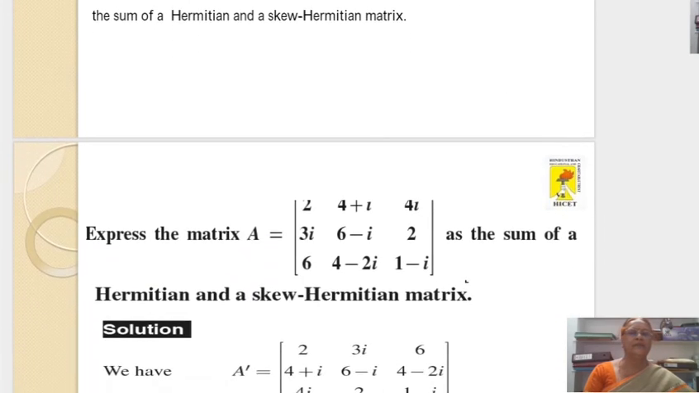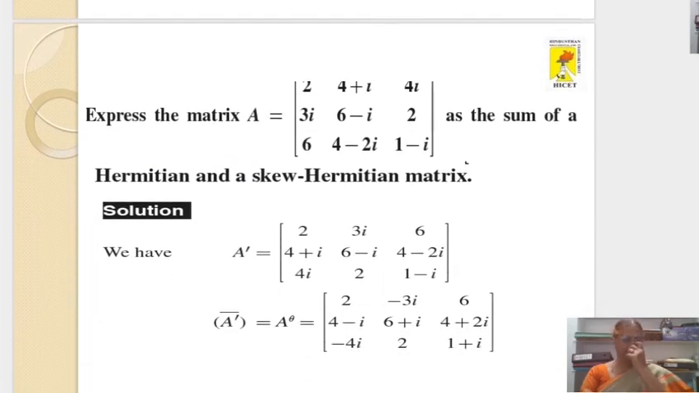In the same way, let us do the next problem: express the matrix 2, 4 plus i, 4i, 3i, 6 minus i, 2, 6, 4 minus 2i and 1 minus i as the sum of Hermitian and skew Hermitian matrices. In the same way as the previous problem, we have to find A dash, which is nothing but the transpose, then A dash bar, which is A power theta.